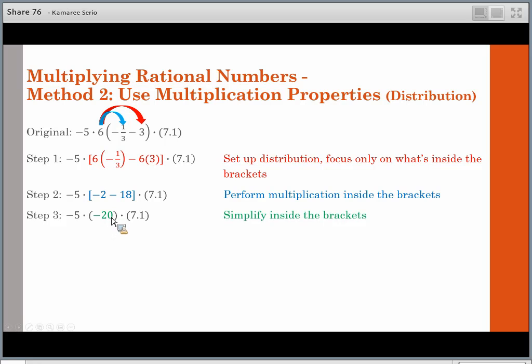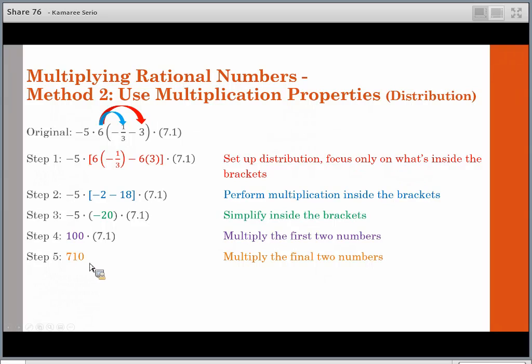And then I'm just going to start multiplying from left to right, because all I have is multiplication left. So negative 5 times negative 20 is positive 100. Remember, your signs are the same and you're multiplying, so it's positive. And then times 7.1, which gives you 710. So both ways we got the same answer, the 710.